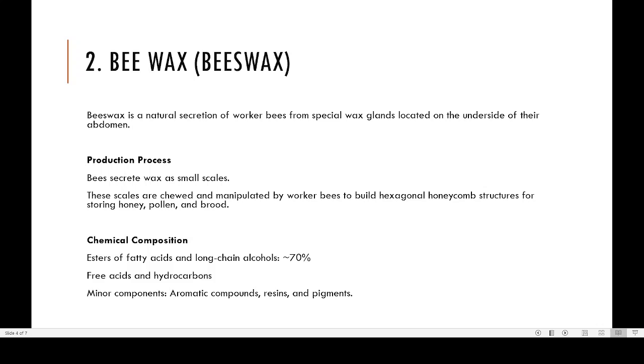Then the second product produced by honeybees is known as beeswax. Now, beeswax is actually a natural secretion of the worker bee. Worker bees have special glands. I will show you some of the glands which are present in the bee.